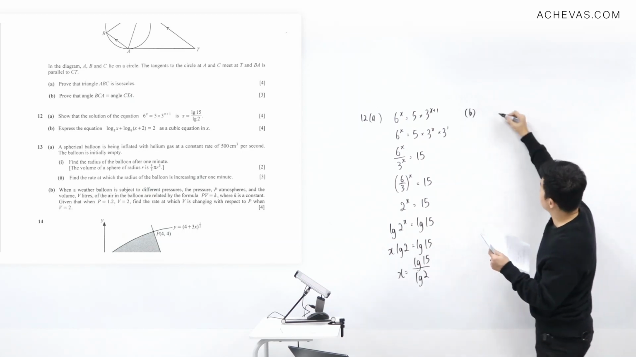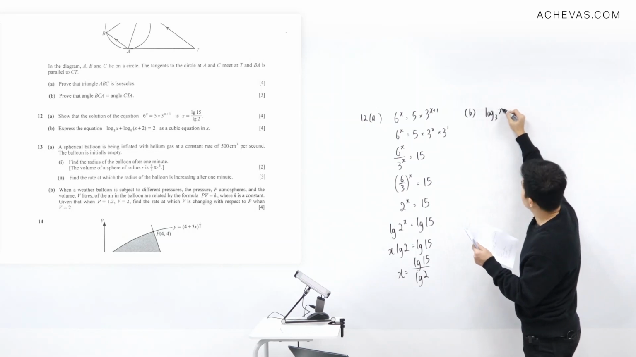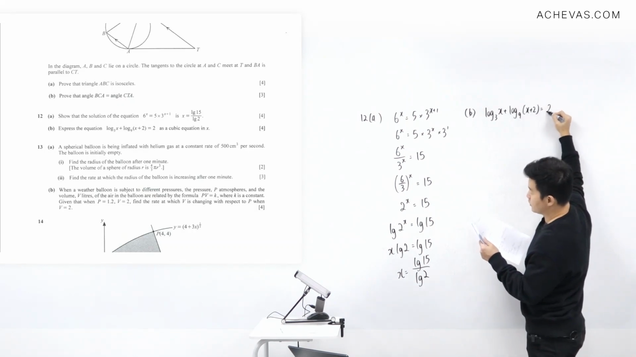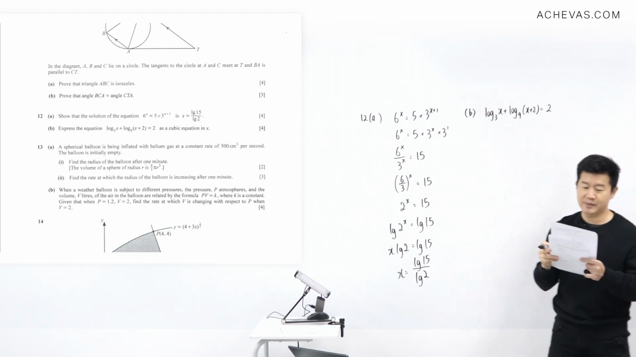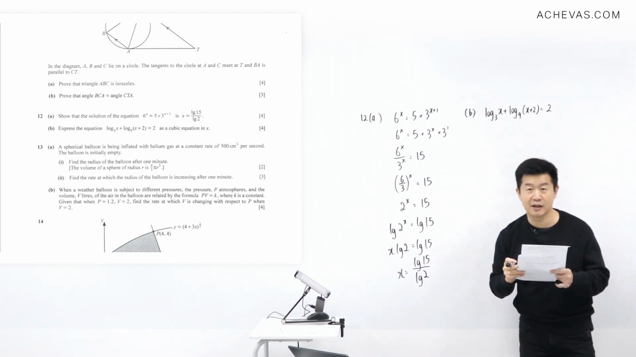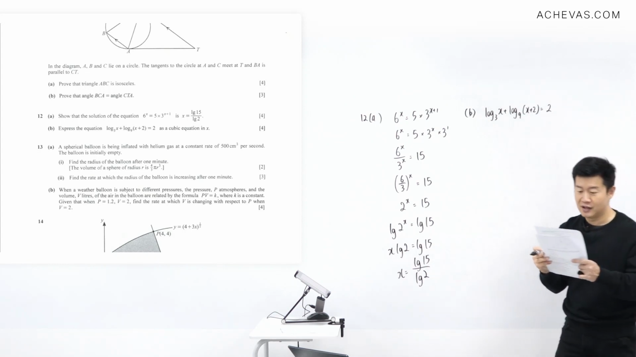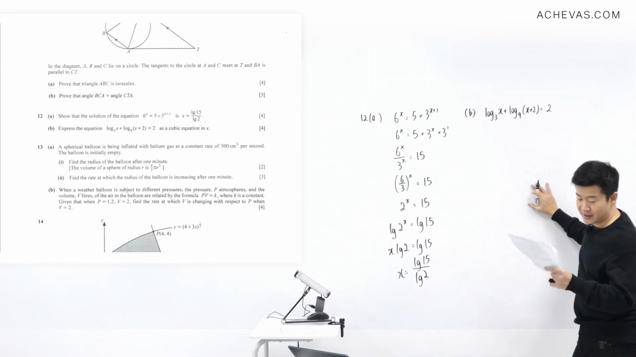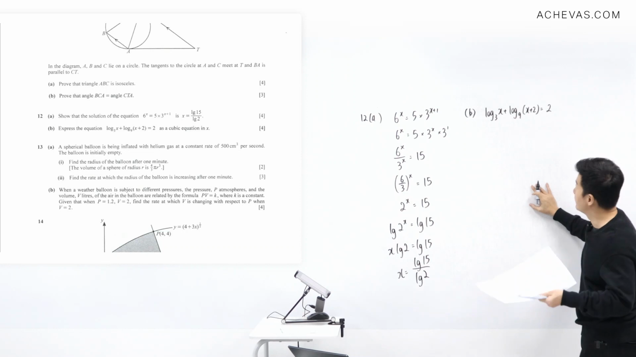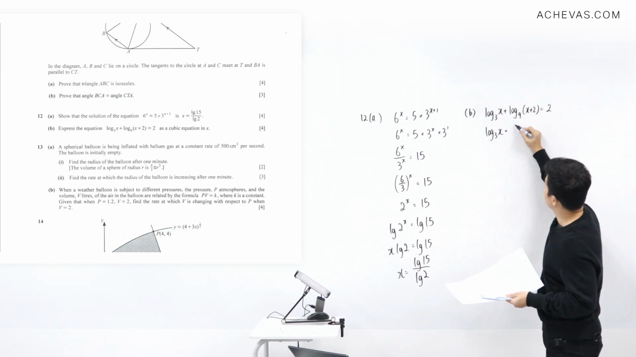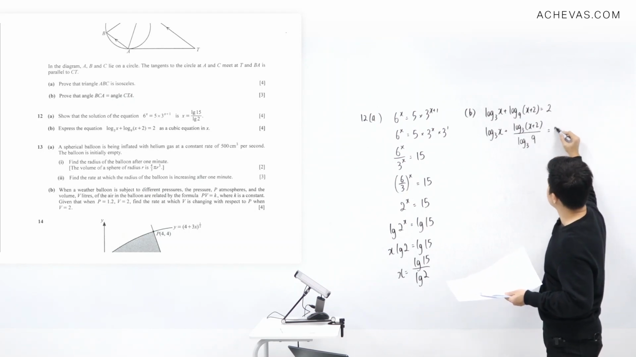Part B, we have this equation, log to the base 3 of x plus log to the base 9 of x plus 2 is equal to 2. We are supposed to express this into a cubic equation in x. Okay, we are not even needed to solve this. We just need a cubic equation that is in terms of x. So let's try by going for the same base, and I think 3 is going to be a good number for the same base. So this, I'm going to let it be log to the base 3 of x, plus this, I'm going to do a change of base, log to the base 3 of x plus 2 divided by log to the base 3 of 9 is equal to 2.